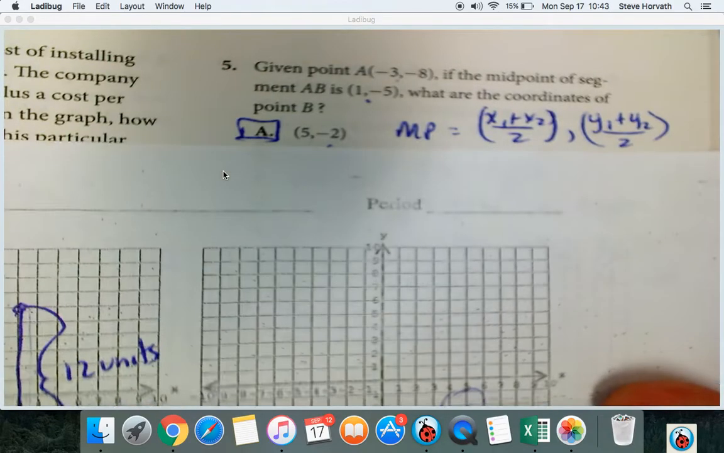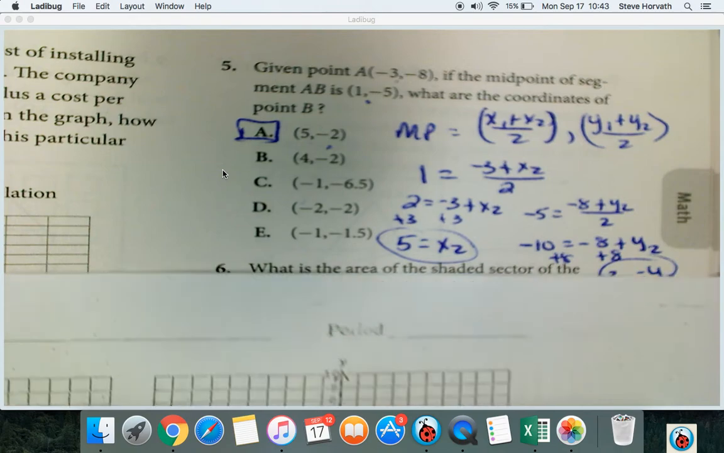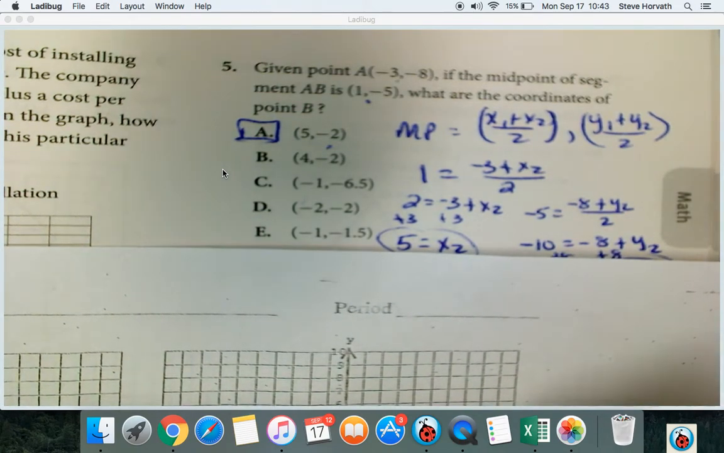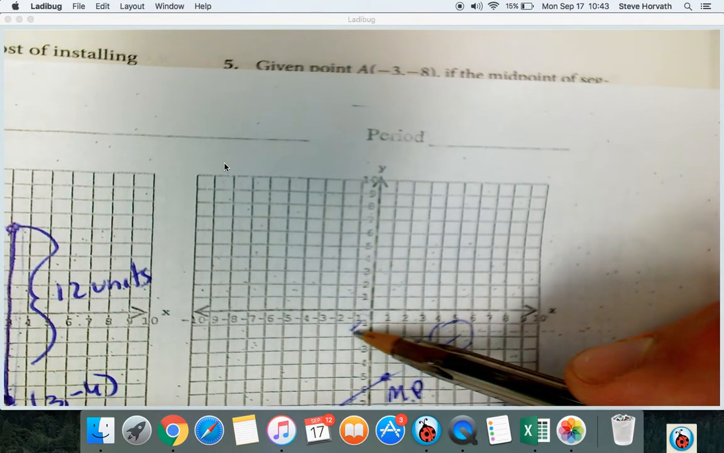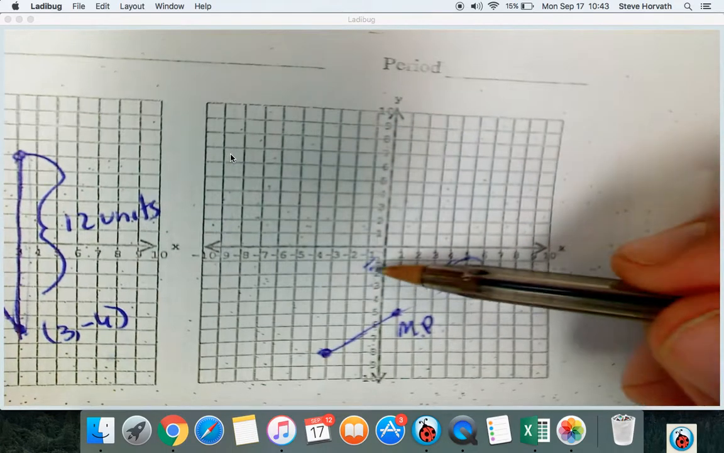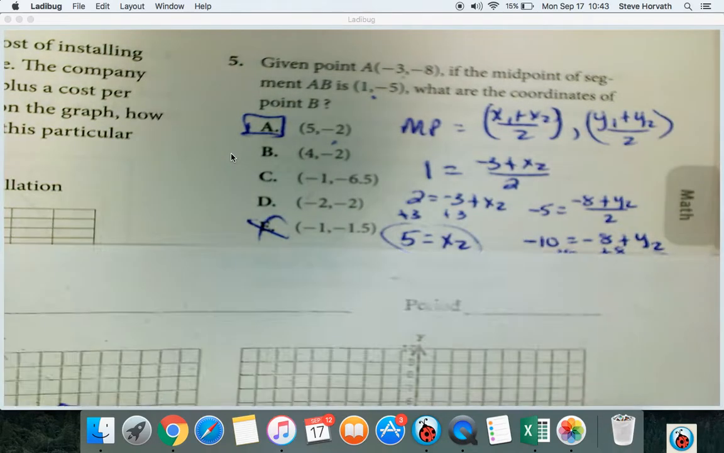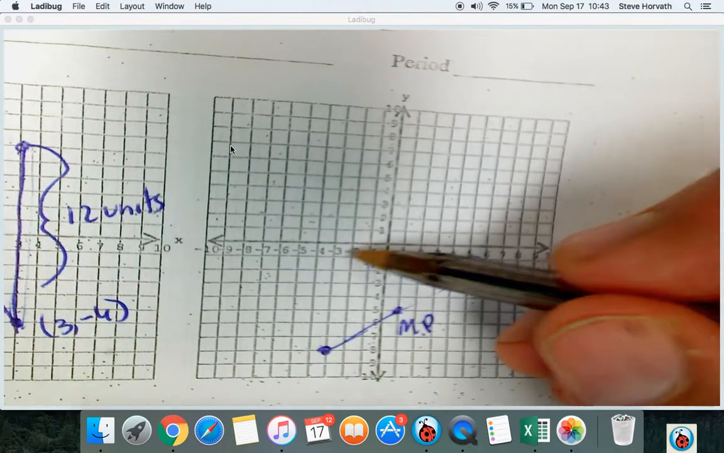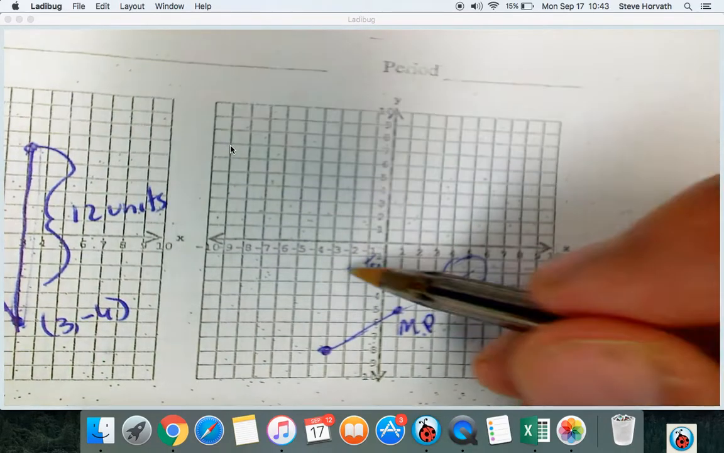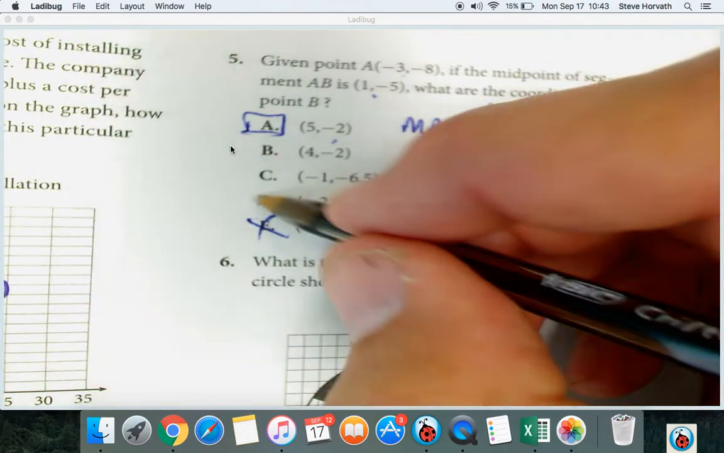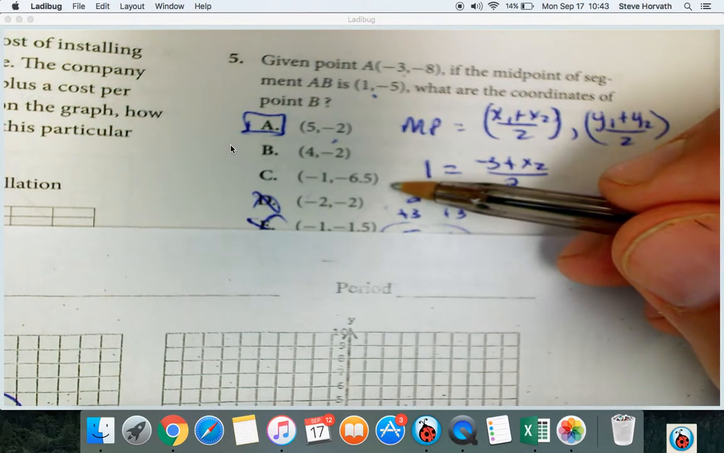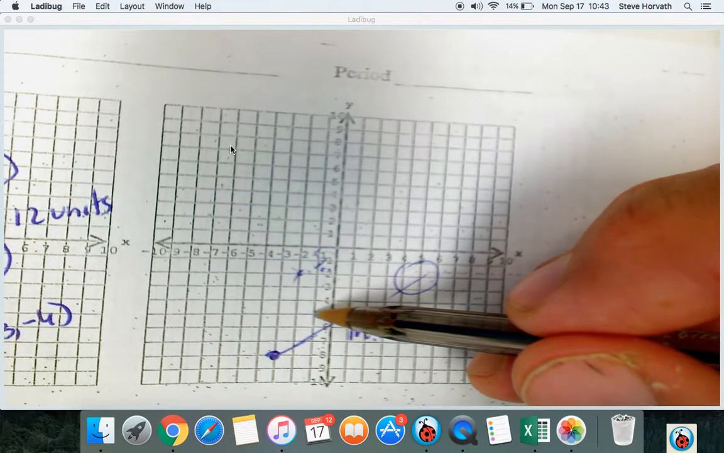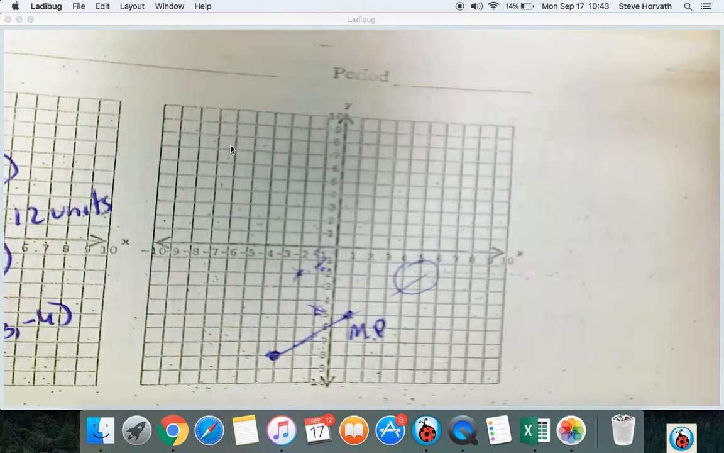Okay, look at the answer choices. Well, look at E, for example. -1, -1.5 would be around here somewhere. Not even close to where it should be. So E is obviously wrong. D says -2, -2. Well, -2, -2 is about here. Well, that makes no sense for an endpoint. C says -1, -6.5. Again, -1, -6.5 would be around here. That makes no sense for an endpoint either.